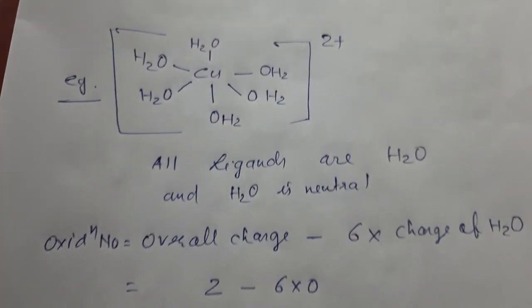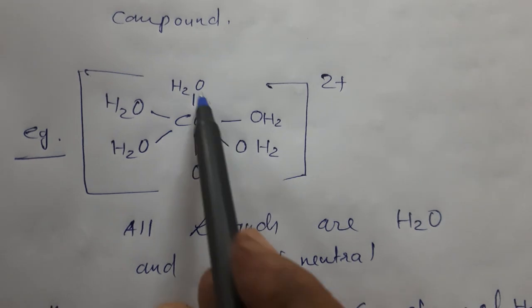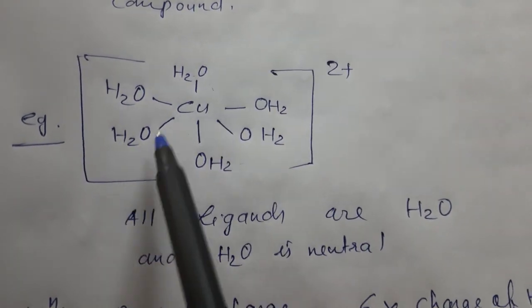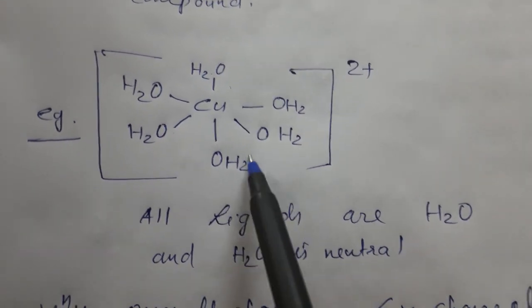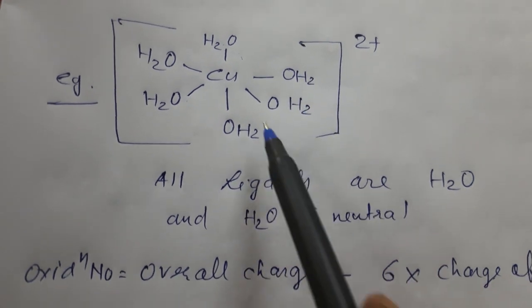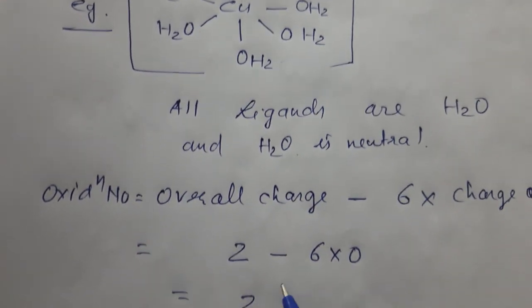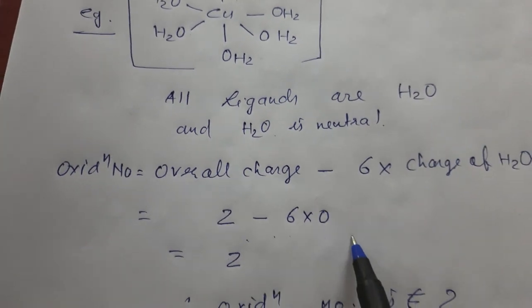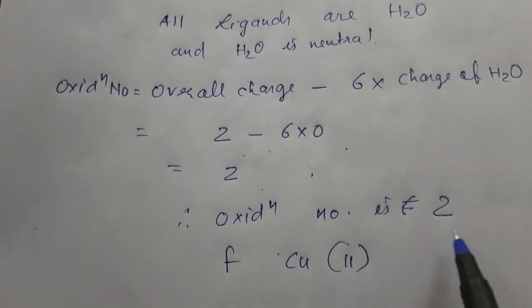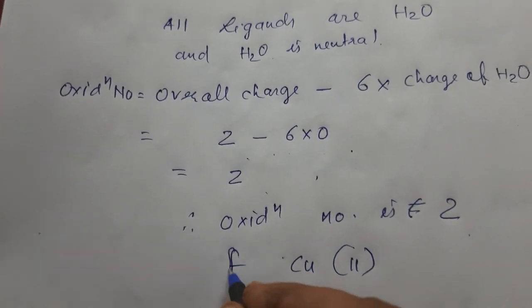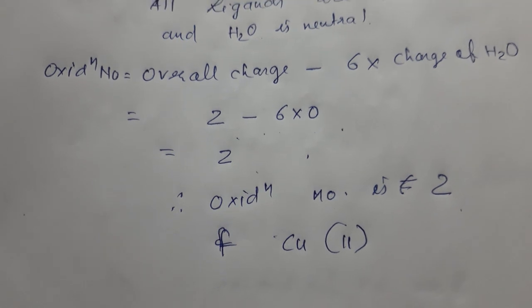Clear children? Overall charge minus number of ligands into ligand's charge. कितने ligands हैं? 1 2 3 4 5 6. So 6 into 0. Why? Because H2O is neutral. So 2 minus 6 into 0 is equal to 2. So oxidation number is 2. And so we will write here copper 2. Correct?